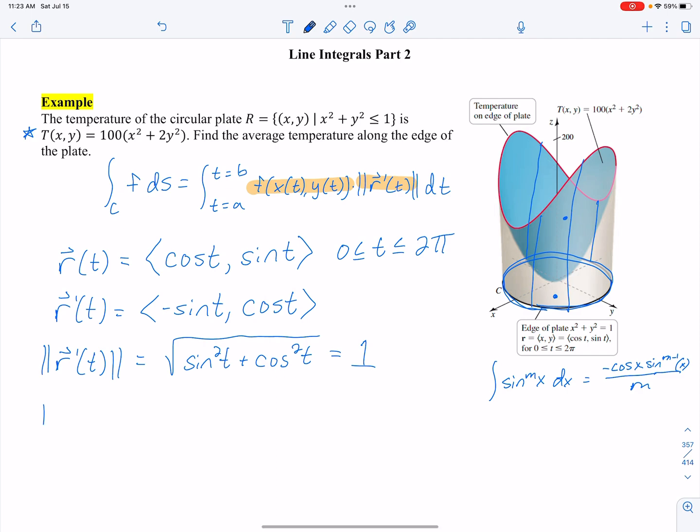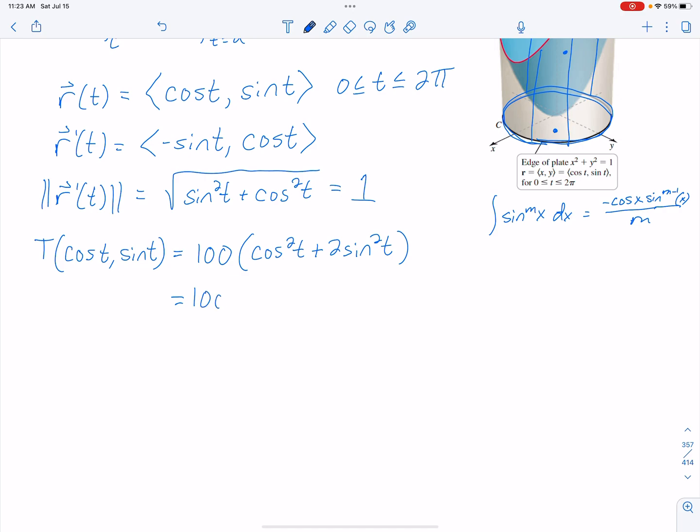We also need to put temperature in terms of x and y. So I'm going to replace x with cosine of t, y with sine of t, using the definition. And then I'm going to simplify because I'm going to have to take an integral of this. So I get cosine squared t plus 2 sine squared t. We can separate that to help us out. We've got cosine squared t, nothing changes there. And then I'm just going to write the sine squared terms separately. The reason for doing that, if you notice, is that cosine squared plus sine squared is a 1. So this is equal to 100 times 1 plus sine squared.